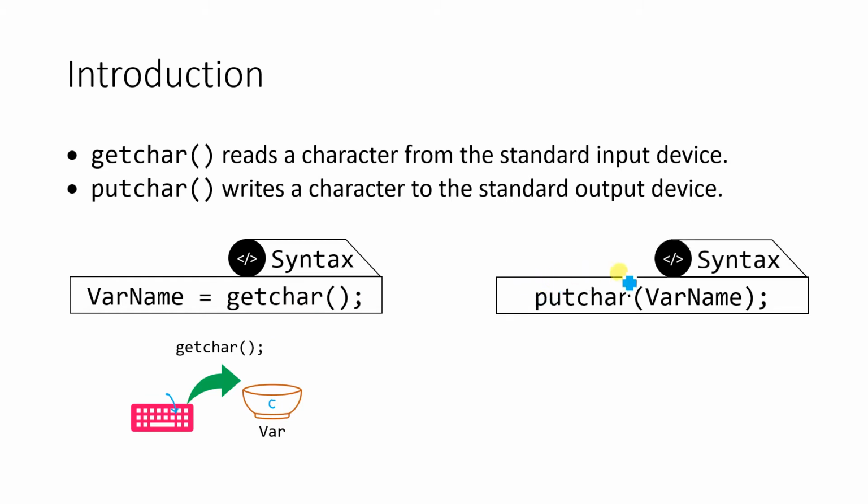Similarly, the syntax of putCharacter function is very simple. As compared to your getCharacter function, you need to specify only the putCharacter function, and inside that bracket you should specify the variable name whose value you want to display on the screen. So in our case, if var is the variable name, then we write putCharacter and inside that bracket you need to write var. Then whatever value is present inside this var will be displayed on the screen.